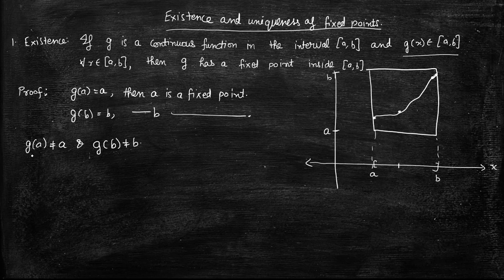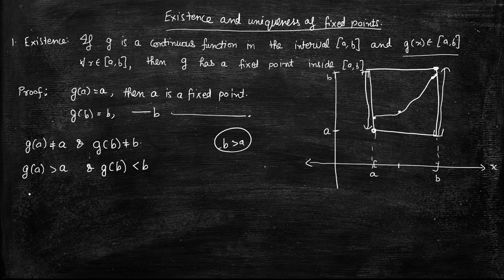Since the graph value of g will lie between a and b, therefore g(a) will be strictly greater than a and g(b) will be strictly less than b, because we are assuming b is greater than a. You can see from the graph this will also hold. If g(a) is not equal to a and g(b) is not equal to b, then the value of g at b will lie in this range and the value of g at a will lie in this range.